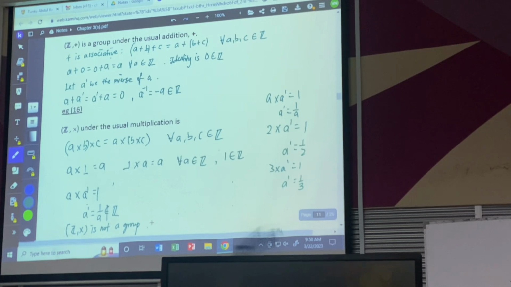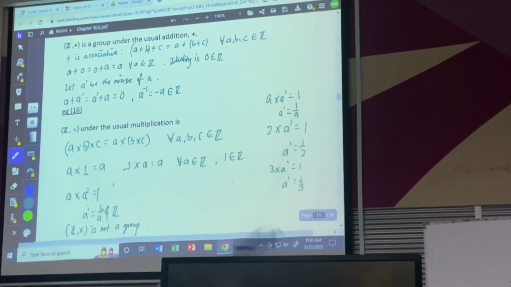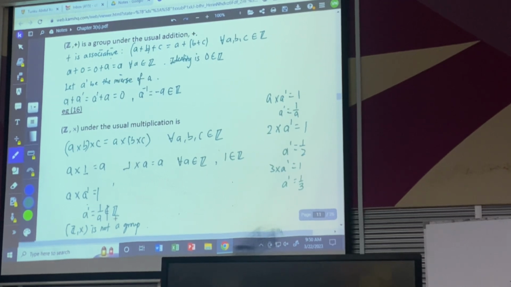So, you need to know what the reason is. Because the inverse here does not belong to integer.